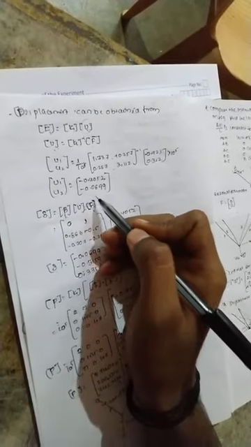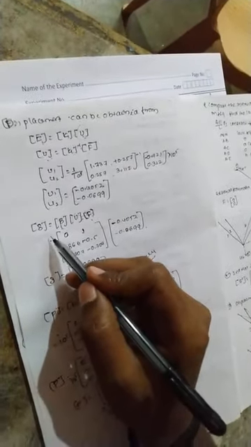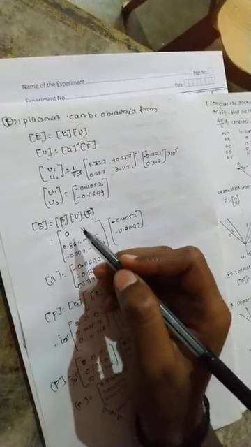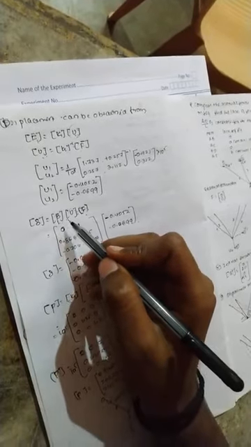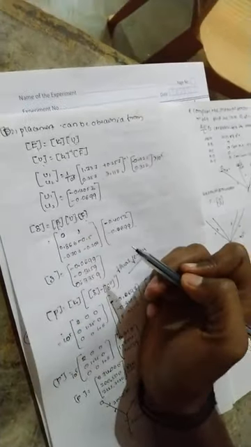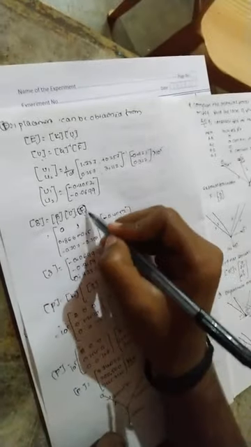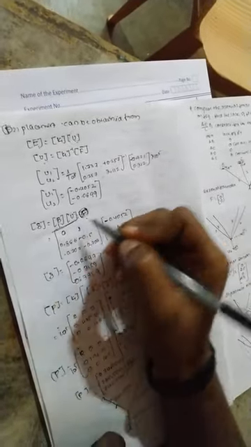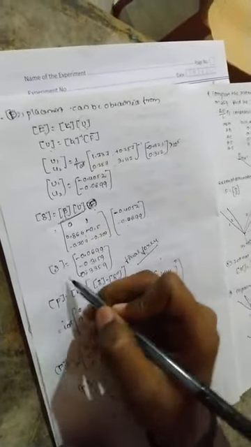Once you get this U, you have to substitute it in the delta. The delta value is equal to beta into U. Finally you find the delta value, that is the displacement value. This is the displacement.